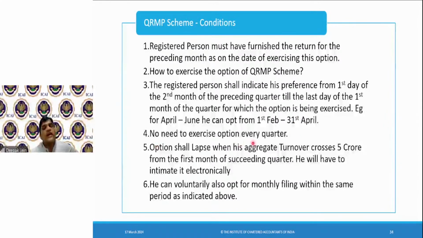No need to exercise this option every quarter. If you have opted for QRMP once, every month you'll be QRMP itself, unless you want to bring it back from QRMP to monthly, in which case you have to make a request. Otherwise, once you opt for QRMP, you'll continue to do QRMP. This option shall lapse when your aggregate turnover crosses 5 crores.